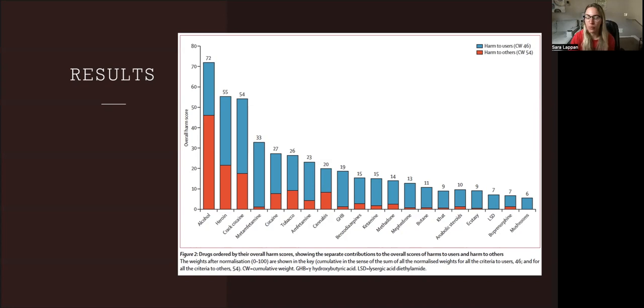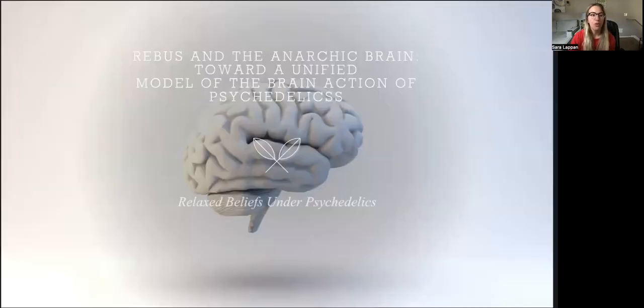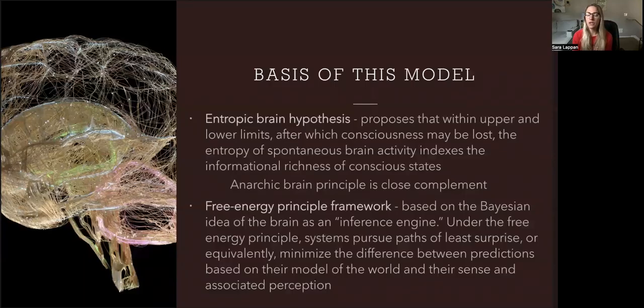So that's all I really wanted to say regarding that reading. And then we went into REBUS and the anarchic brain: toward a unified model of brain action in psychedelics. So there are essentially two models or hypotheses that constitute this model. The first is the entropic brain hypothesis, which proposes that within upper and lower limits, after which consciousness may be lost, the entropy of spontaneous brain activity indexes the informational richness of conscious states. So entropy means the lack of order or predictability.